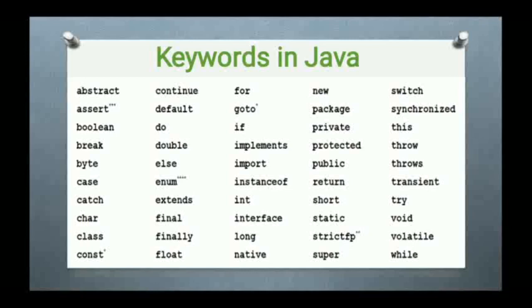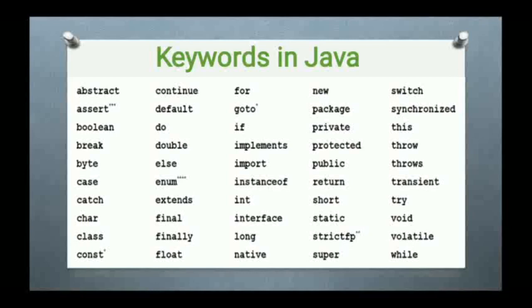The keywords const and goto are reserved even though they are not currently used. The keywords const and goto are not currently used in Java. The keywords true, false, and null are actually literals and therefore cannot be used as identifiers in your program.